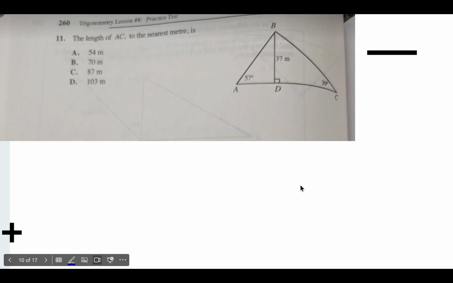So moving on to question 11, we have the length of AC is what we want to calculate, and the length of AC is this total distance. So we're going to have to split this up and look at the first triangle on the left and figure out this missing side, and then we'll do that to the right-hand side, figure out this missing side, and add the two together. So let's set up our SOHCAHTOA.